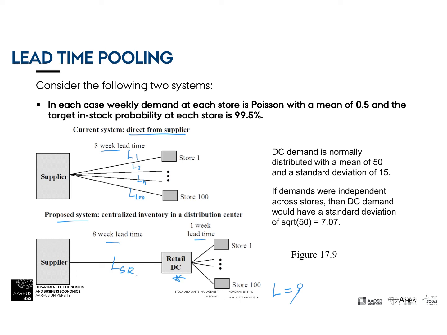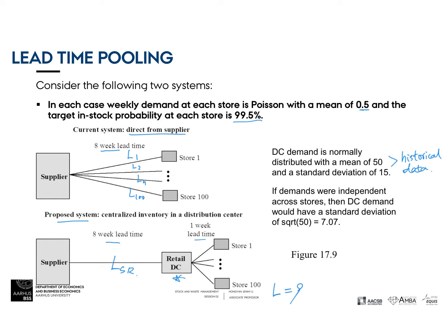Let's see the performance or the outcome of such a change. So now we are looking into a case. The weekly demand at each store is Poisson with a mean of 0.5 units, and the target in-stock probability is 99.5%. In the distribution center, the demand is normally distributed with a mean of 50 and a standard deviation of 15. So this is from historical data.